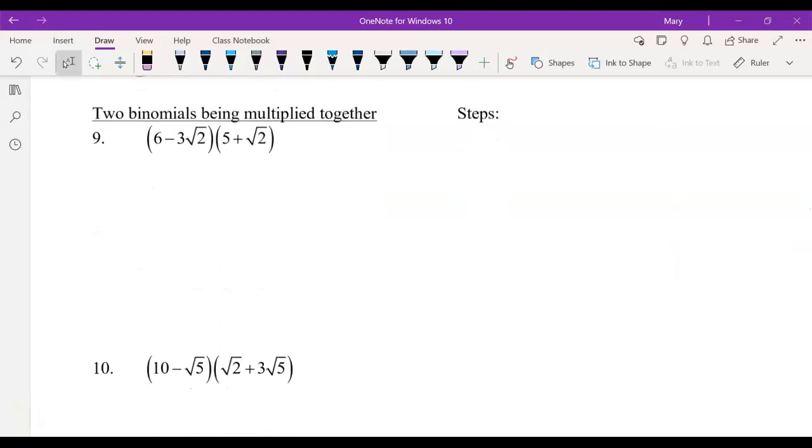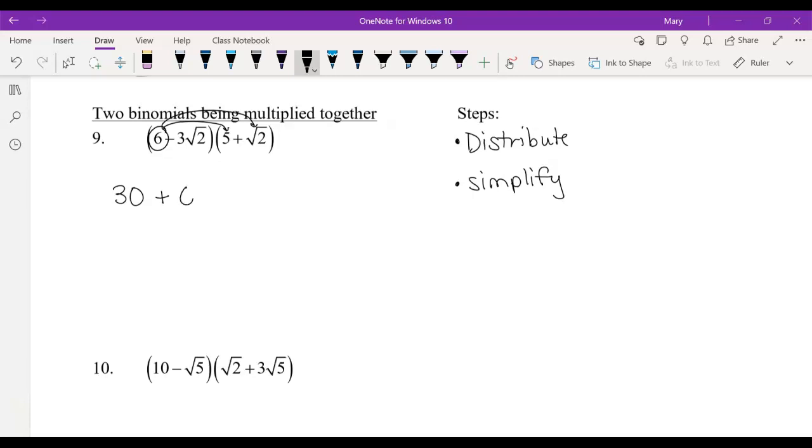So we're going to move on to two binomials being multiplied together. So the steps are going to remain the same. It's going to be to distribute and then to simplify. The distribution process is going to be just a little bit longer now because we have to take the 6 and we have to multiply it first by 5 to get 30. And then we have to multiply the 6 by root 2. And those ones don't have anything to multiply. The 6 is on the outside and the root 2 is on the inside. So you just write it as 6 root 2.